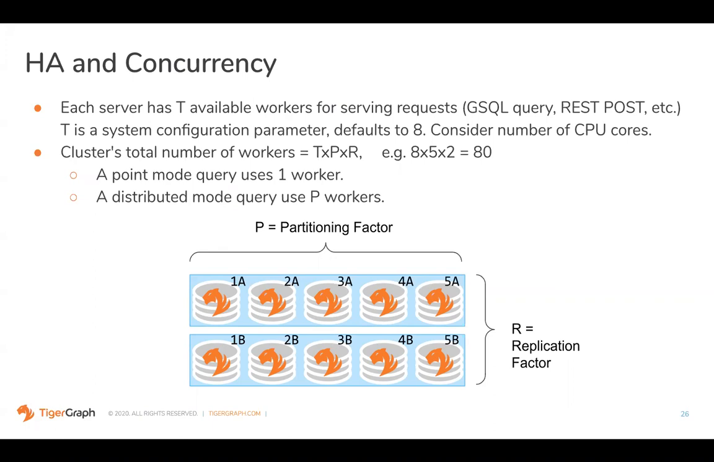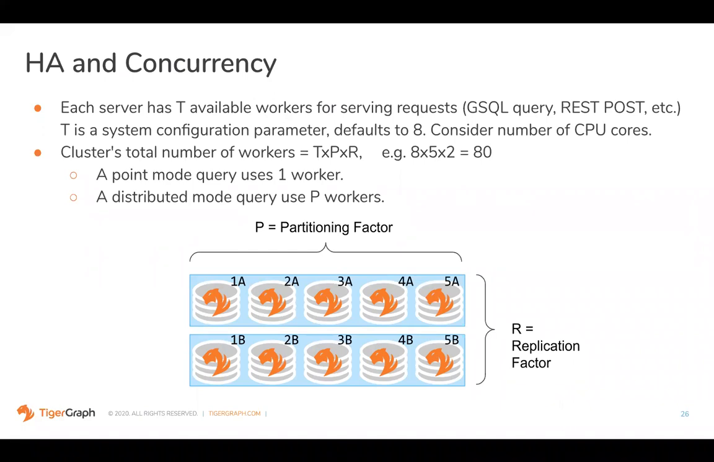So that means the total number of workers you have available is T times P times R. In the example I gave, if we have 8 workers per machine, then you have 80 workers. A point mode query, when Reyes earlier was talking about the two processing modes for queries, uses one worker. The worker has to be in charge. Other servers may assist, but we're referring to who's doing coordination work. A distributed mode query, on the other hand, uses a worker on every server across one replica, so it's using P workers. That means you have a much higher level of concurrency if you're doing point mode. You can still have very good concurrency in distributed mode, but it's going to be somewhat lower.